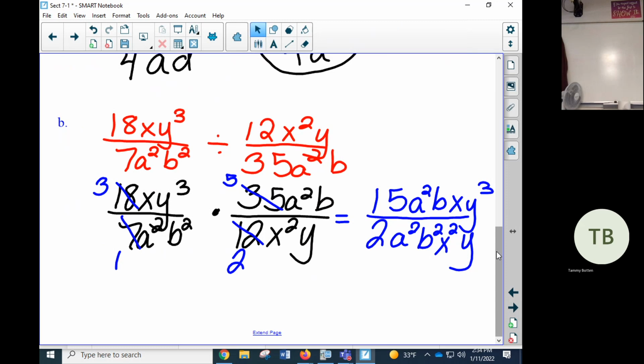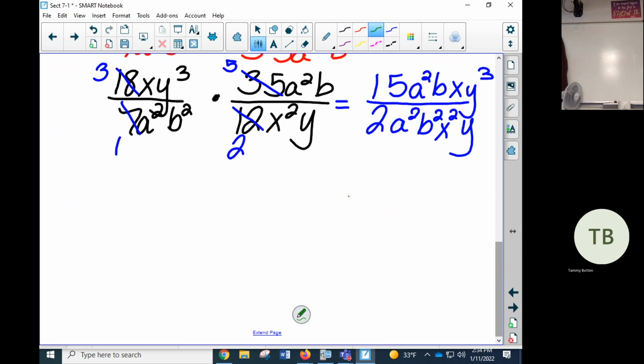All right. Now, let's look at if we can cancel anything out. We have 15 over 2. That is reduced already, right? What if I have 2 a's on top and 2 a's on bottom? They're gone. What if I have 1 b on top and 2 b's on the bottom? A b on the bottom. Okay. What if I have 2 x's on the bottom, 1 on the top? 1 on the bottom. And what if I have 3 y's on top and 1 on the bottom? 2 on top. That's my answer.